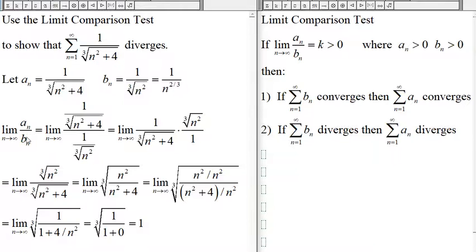So what we have just shown is that the limit of a sub n divided by b sub n is 1, which is greater than 0. So we've shown this first step right here. And so we want to show that the series a sub n diverges. So next, we need to show that the series b sub n diverges, before we can say that the series a sub n diverges.